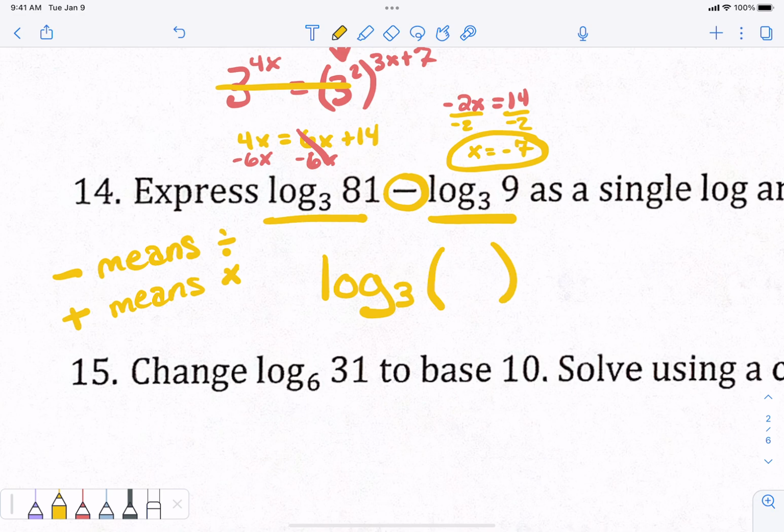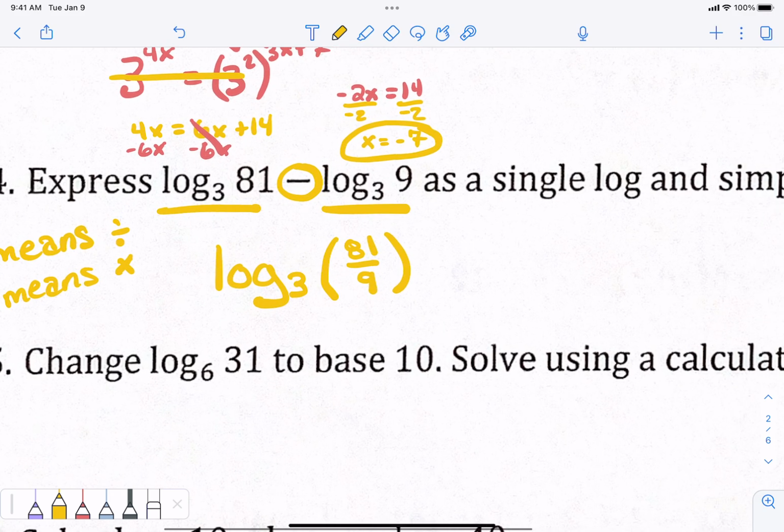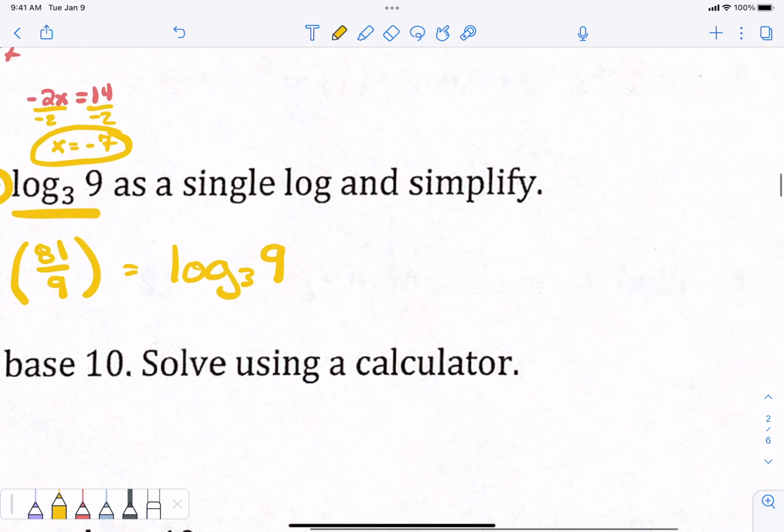81 divided by 9. I'll take and divide 81 and 9 because we're subtracting. That means divide, right? 81 divided by 9. But that really means log base 3 of 81 divided by 9 is 9, right? And then it says simplify. Oh, so we have to actually find the answer.